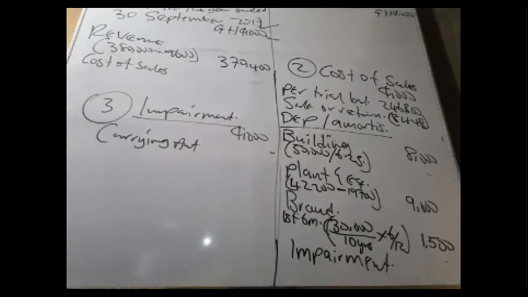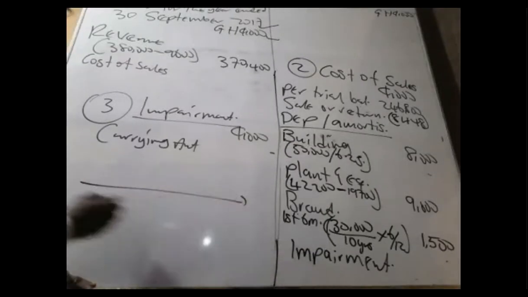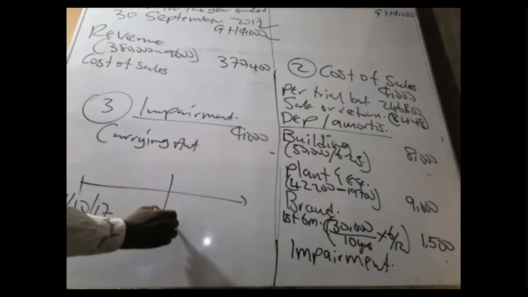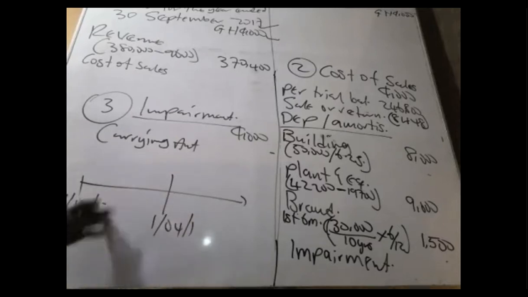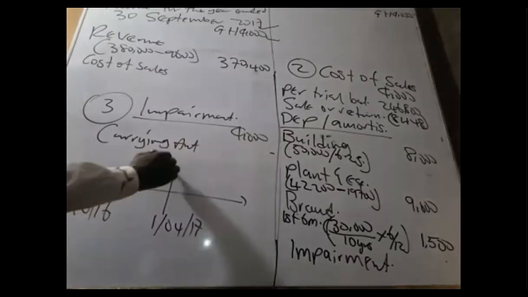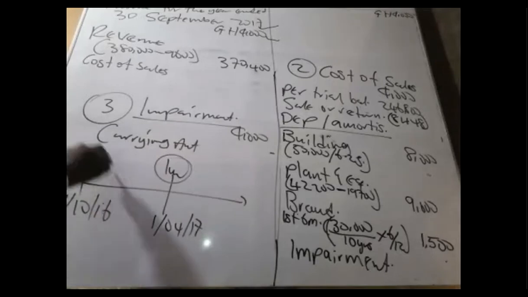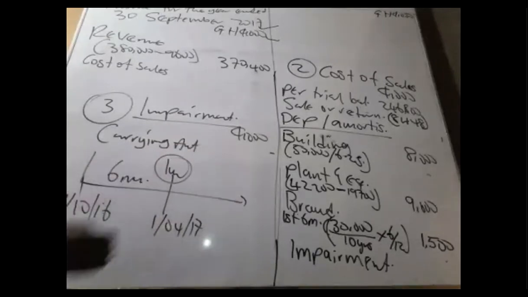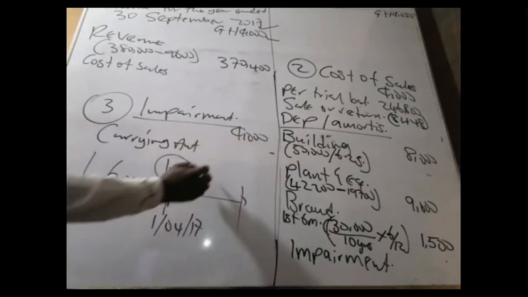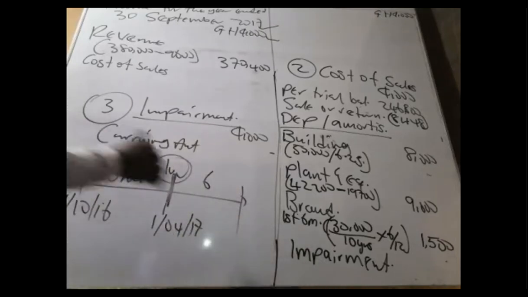Someone has a question. Let's go and pick the question up. Now let me go over the brand. The brand is like this. We started the year on 1st October 2016, and on 1st April 2017 there was an impairment test. So that's why we depreciated it for 6 months first to get up to the impairment. When we get to the impairment, we test for it, and after the impairment we calculate another depreciation for another 6 months. That is how the brand looked.